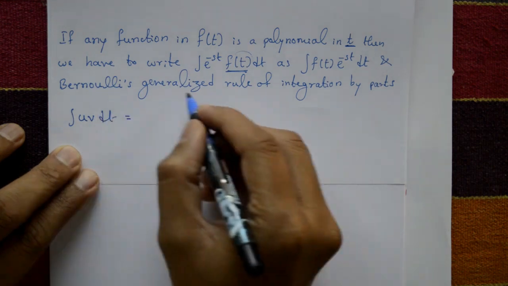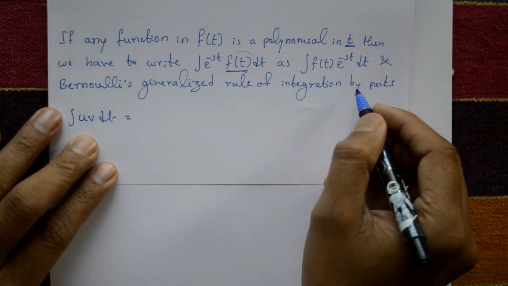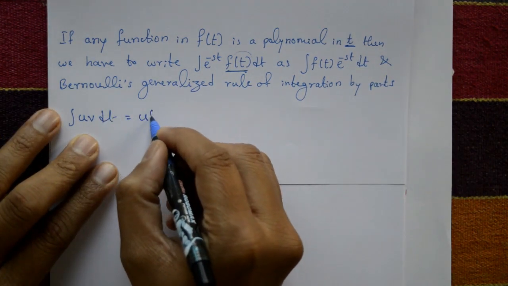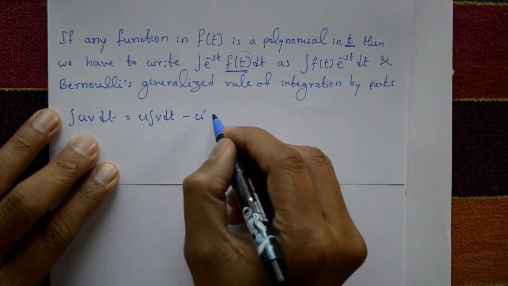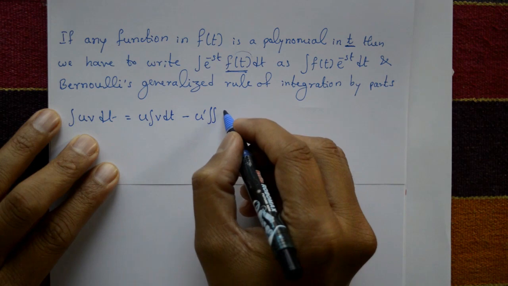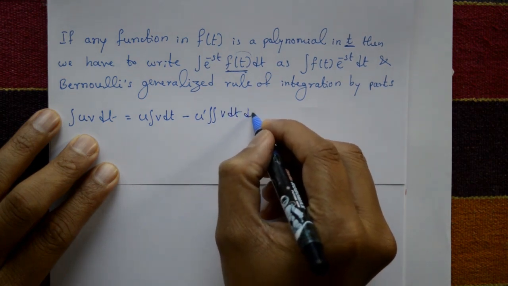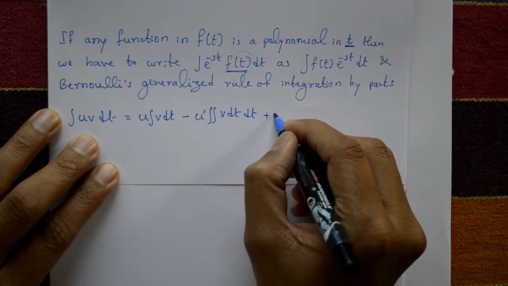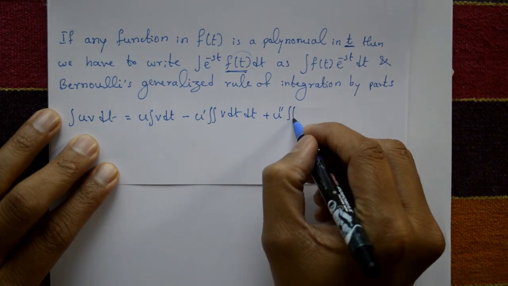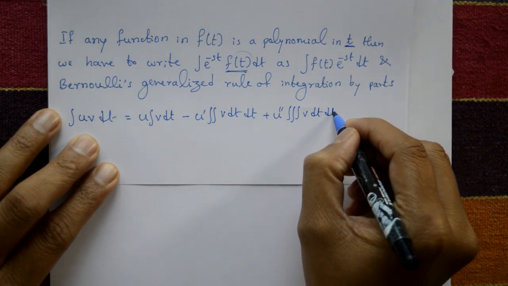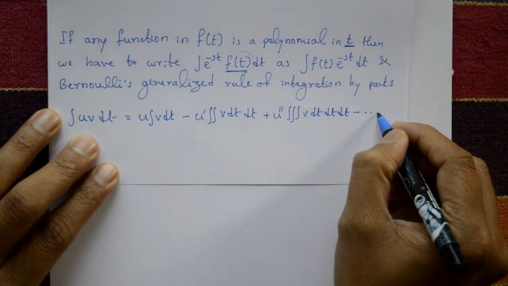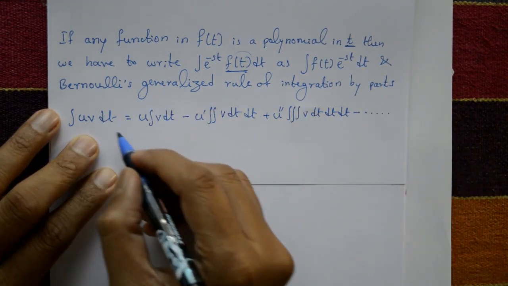Bernoulli's generalized rule of integration by parts is: u times the integration of v dt, minus u dash times the integration of the integration of v dt dt, plus u double dash times the integration of the integration of v dt dt dt, minus, and so on. So how to remember this formula?